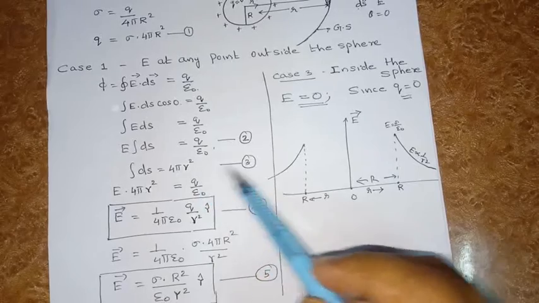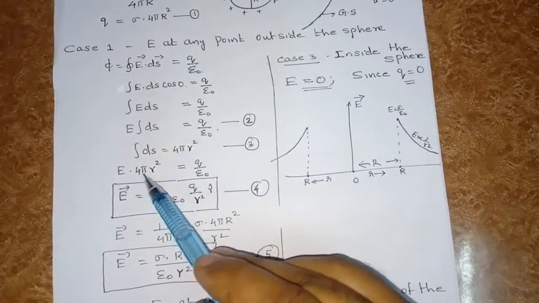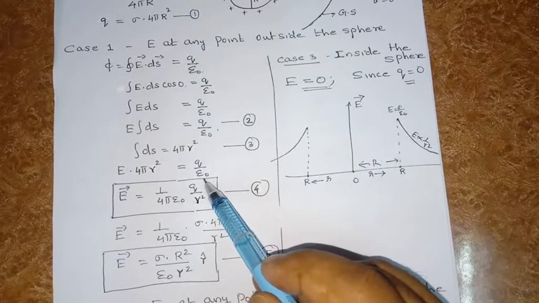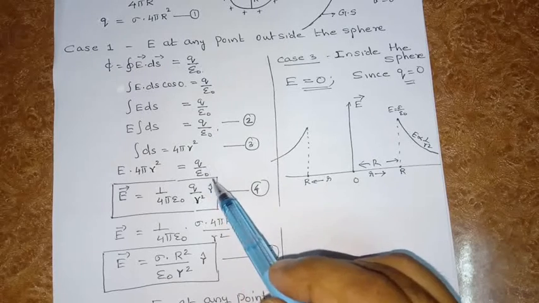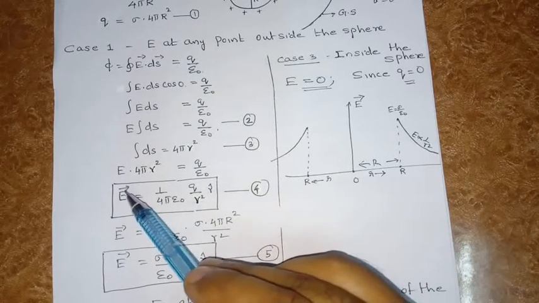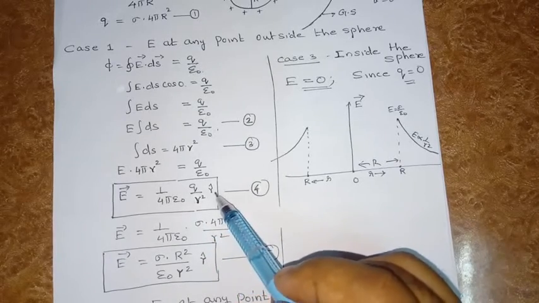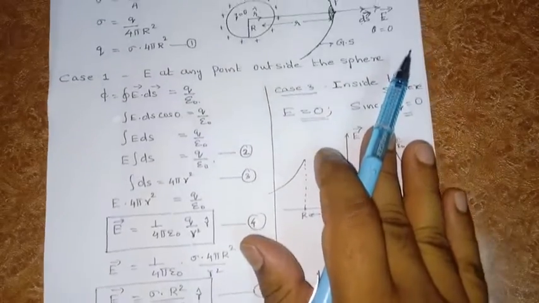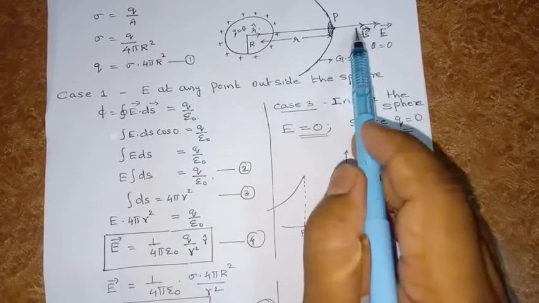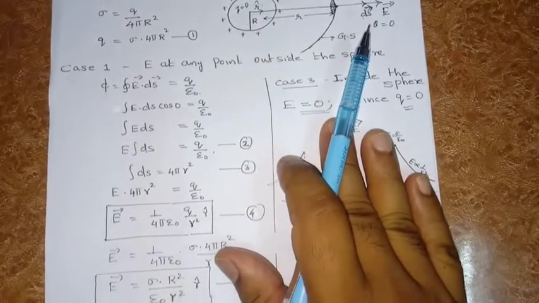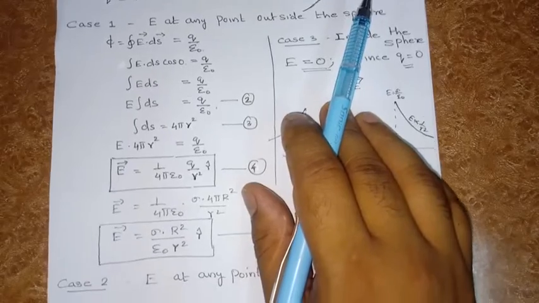Now I am going to substitute equation number 3 in equation number 2. I will be getting E times 4 pi r square is equal to Q by epsilon 0. That means E is equal to 1 by 4 pi epsilon 0 times Q by r square. In terms of vector, E is equal to 1 by 4 pi epsilon 0 times Q by r square into unit vector r, where unit vector r is the unit vector pointing in the direction of small r, or radially outwards. That will be the direction of net electric field due to the charged spherical conductor at any point outside.